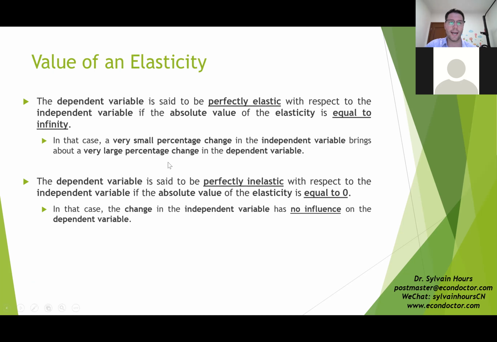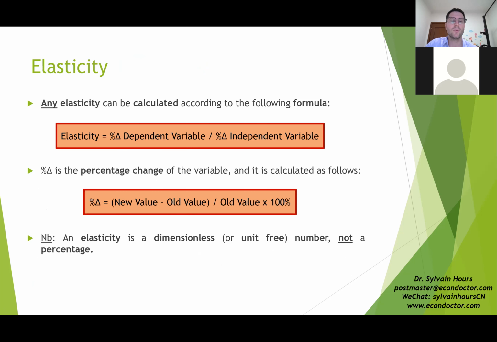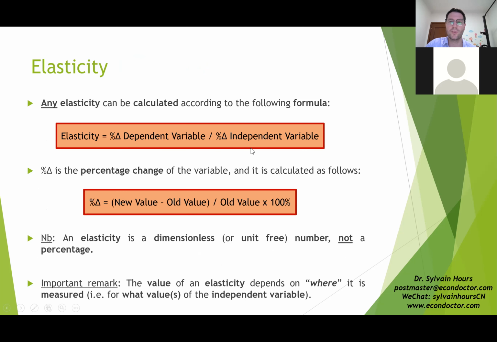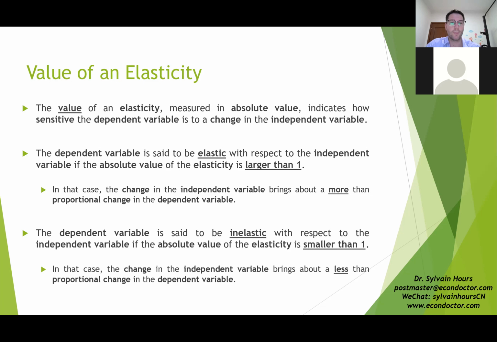I have also added information about a last case, which is a very special case, where the dependent variable is unit elastic with respect to the independent variable. So this would be the case where the elasticity is exactly equal to 1. The only case where the elasticity can be exactly 1 is if the percentage change in the dependent variable is the same as the percentage change in the independent variable. Okay, remember, independent variable is the cause, dependent variable is the consequence, to keep things simple. And of course, if the percentage changes are the same, then the elasticity is equal to 1. That makes sense, no problem.